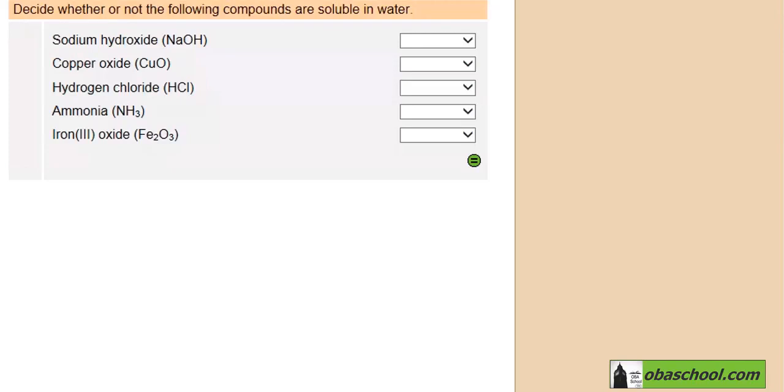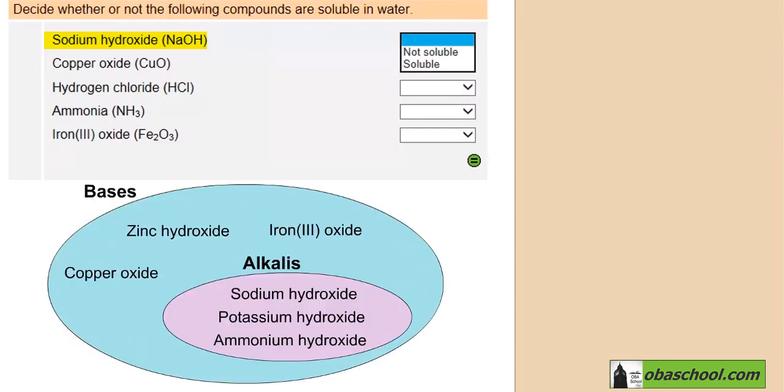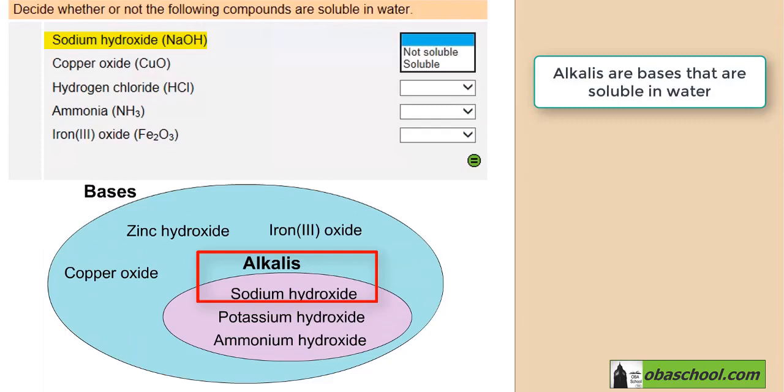Let's answer some questions together about the topic of bases and alkalis. The first question is to decide whether or not the following compounds are soluble in water. Sodium hydroxide. Is it soluble in water? Well, we just saw it in the previous diagram. Sodium hydroxide is an alkali, therefore it's a base and it's soluble in water.